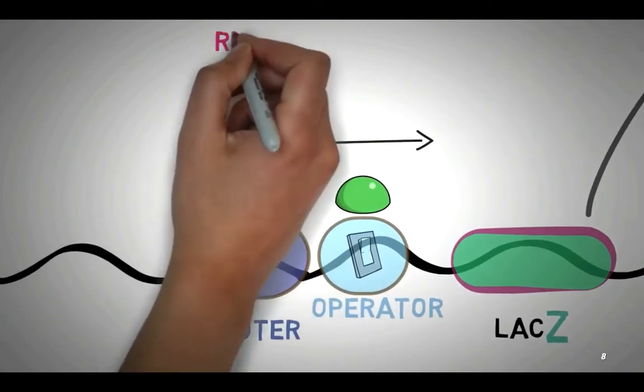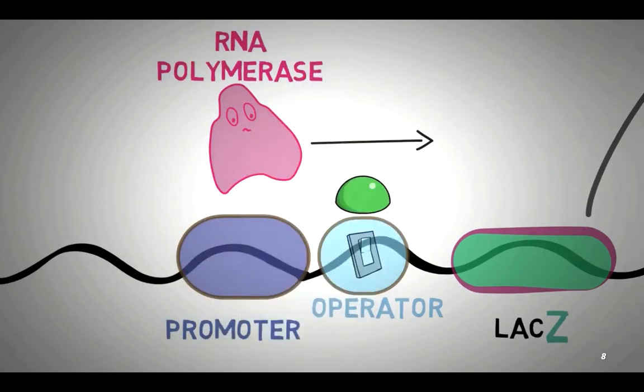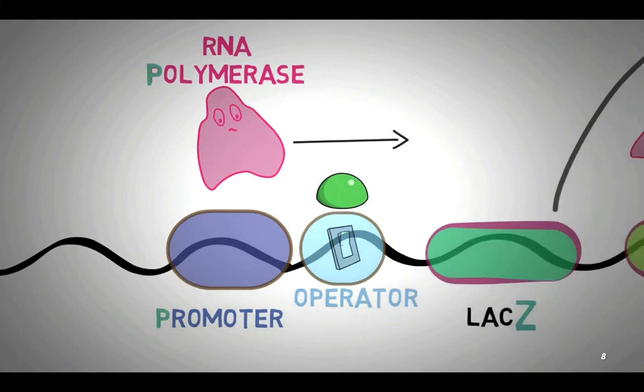Now, I remember that while learning this, I always used to forget whether the RNA polymerase binds with the promoter or the operator. Well, you can memorize this by just remembering that promoter starts with P, so it binds with RNA polymerase, which also starts with P. P for promoter and P for polymerase.